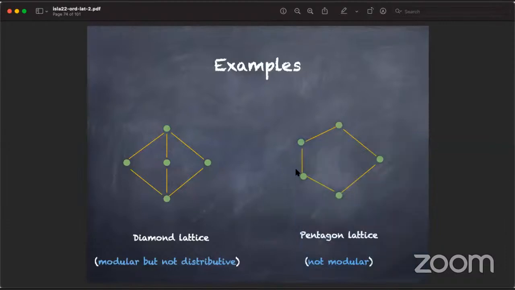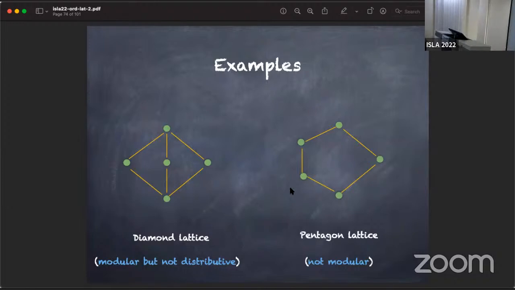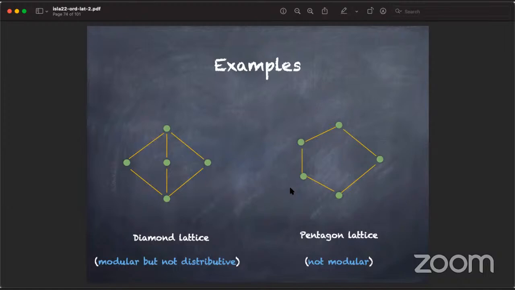No, ma'am, it doesn't satisfy the condition. So it is not modular. So you have yourself checked that the diamond lattice is not distributive and the pentagon lattice is not modular. But by the condition we just said, diamond lattices are in fact modular, we just saw. So here we have some examples of distributive lattices, some examples of modular lattices, some examples of modular but not distributive, and some examples of a lattice which is not even modular.